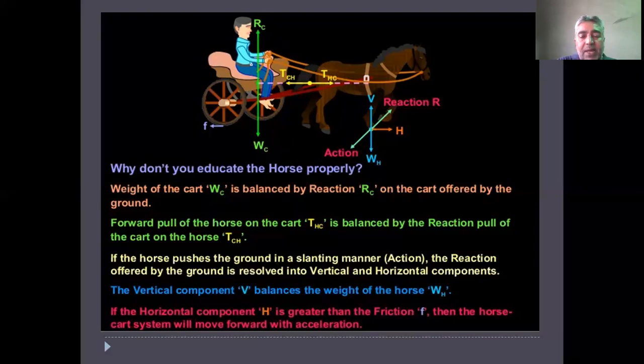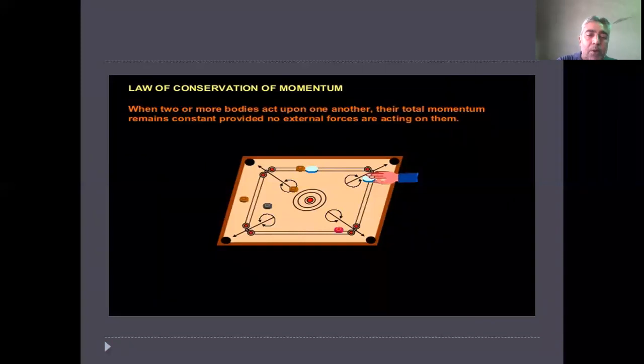It is also a very important question in your NCERT book, how a horse can pull a cart. You must write it. The vertical component V balances the weight of the horse. If the horizontal component H is greater than the friction force, then the horse-cart system will move forward with acceleration. Law of conservation of momentum.